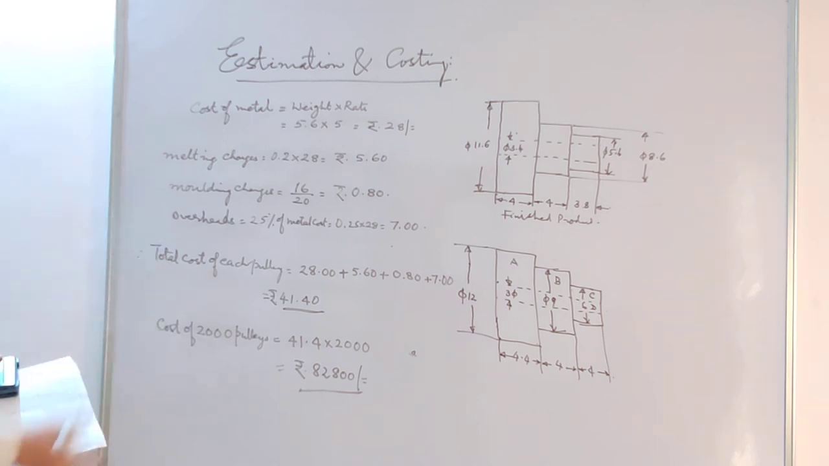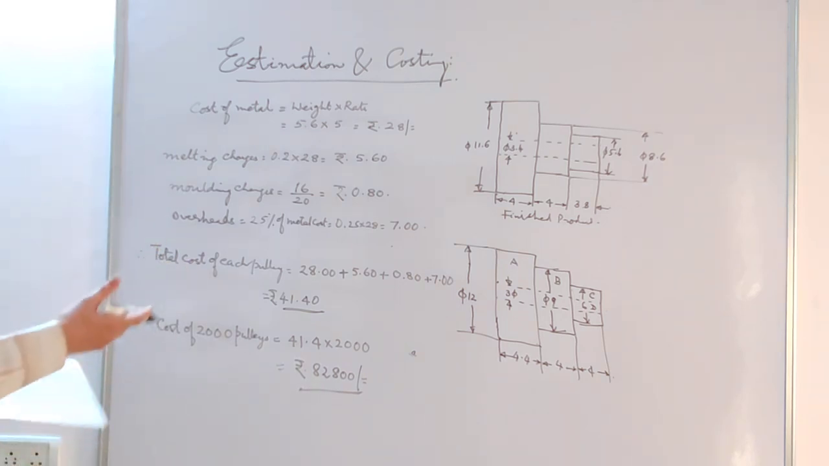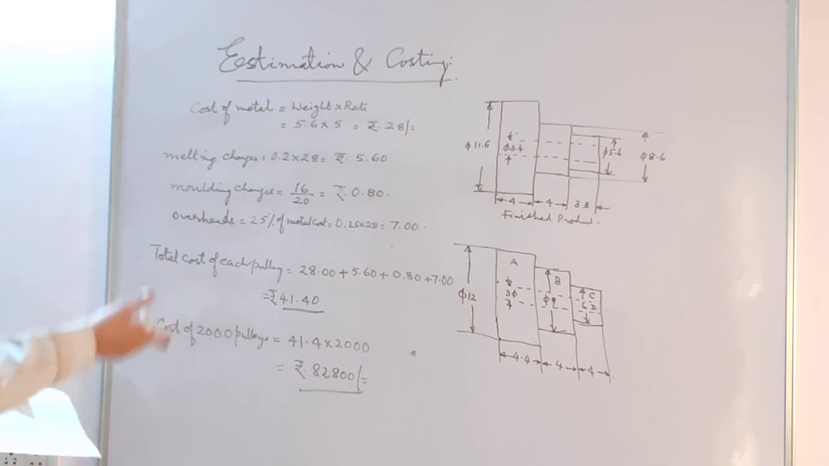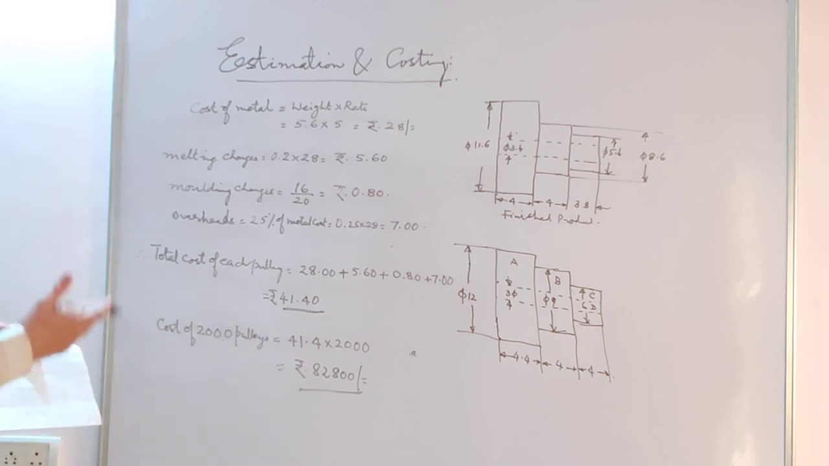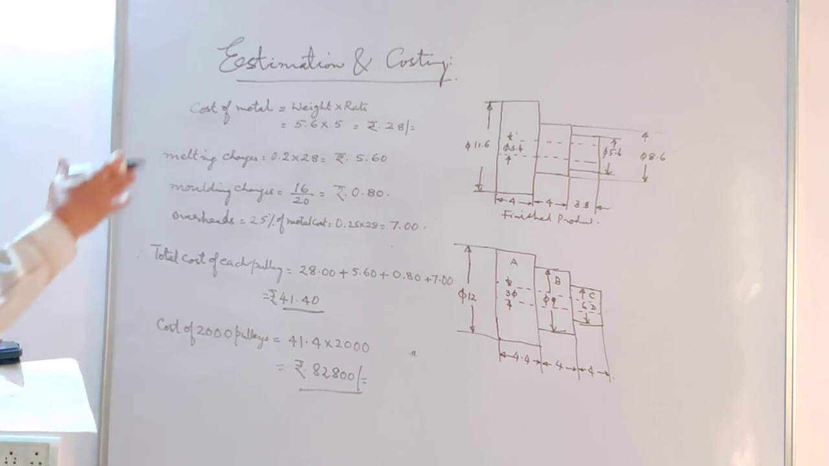Now if you want to make a profit, you will have to find out what percentage should be added, if it is given, and you must write at what price we are going to sell this. That can also be done if it is given. But what is asked is only this much. So this will give us the total cost of the 2000 pulleys.